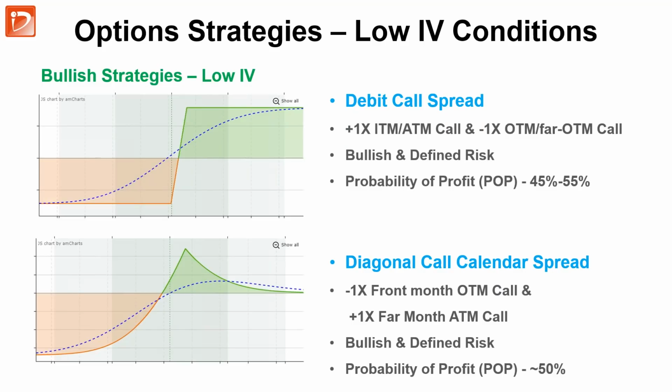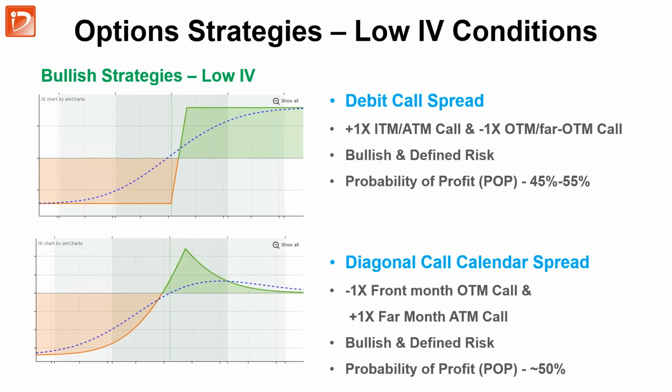Now coming to strategies under low IV conditions. In this case, these are bullish strategies. The first is a debit call spread. We buy an in the money or at the money call, and then we short an out of the money or far out of the money call. This is a bullish and defined risk strategy, and the probability of profit is 45 to 55%, depending on the strikes chosen. And the next one is an interesting strategy.